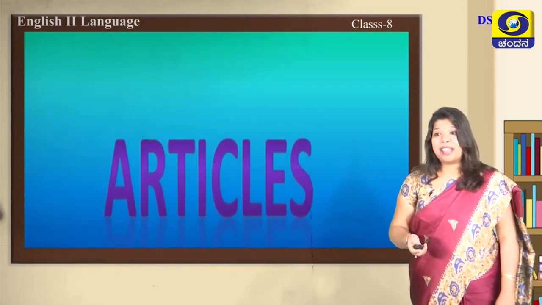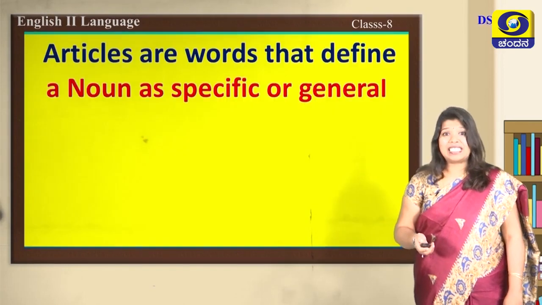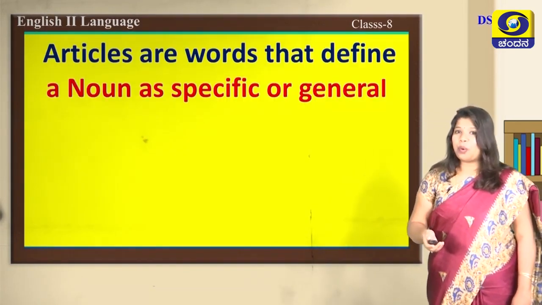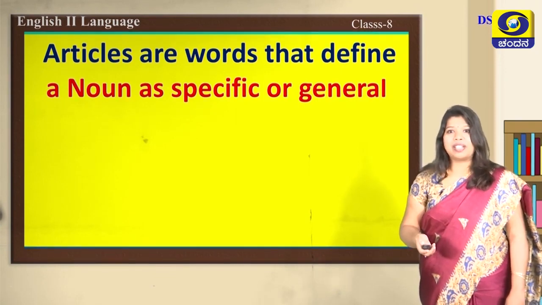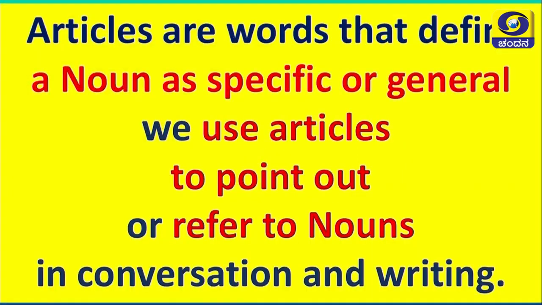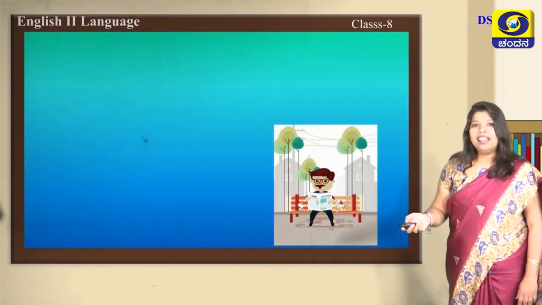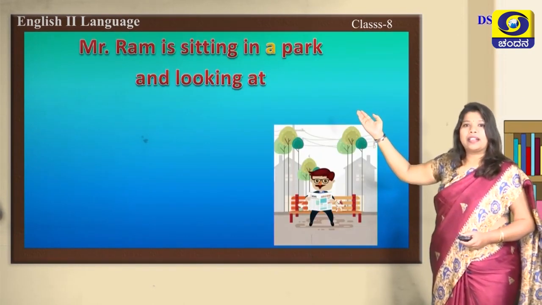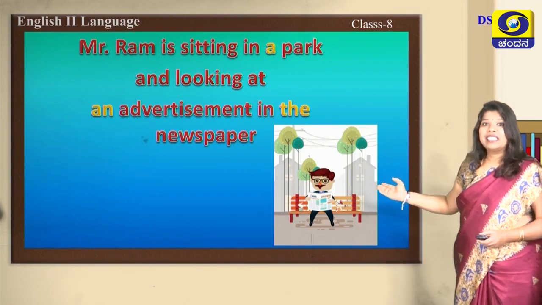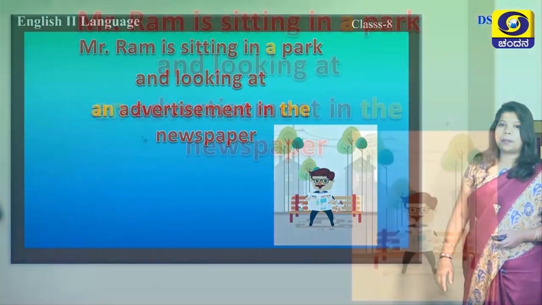Here children, they are called as, yes, articles. Articles are words that define a noun as specific or general. We use articles to point out or refer to nouns in conversation and writing. Now, for example, Mr. Ram is sitting in a park and looking at an advertisement in the newspaper.